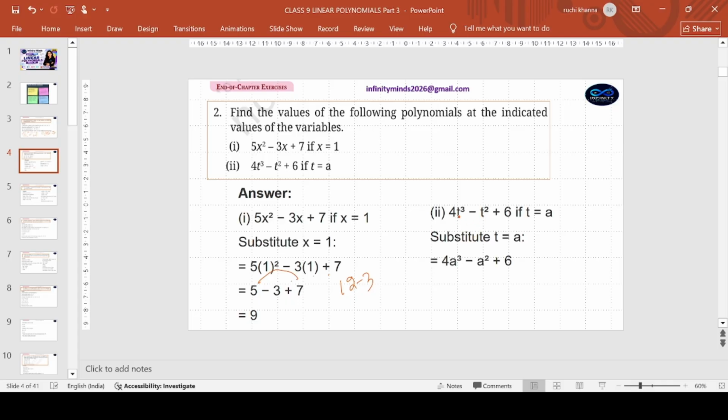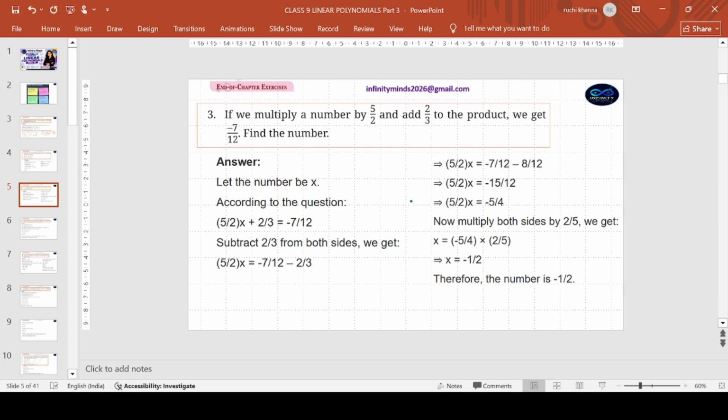Variable is t, cubic expression 4. Yes, the value being given to the variable is again a variable. No need to get confused, children. In place of t, you replace t by a. It will be 4a cube minus a square plus 6. Simply, just in place of t, a is coming. A could have been any number, but no. Just to confuse you, another variable is being replaced by a variable only. Doesn't matter, we will just simply follow what is correct.